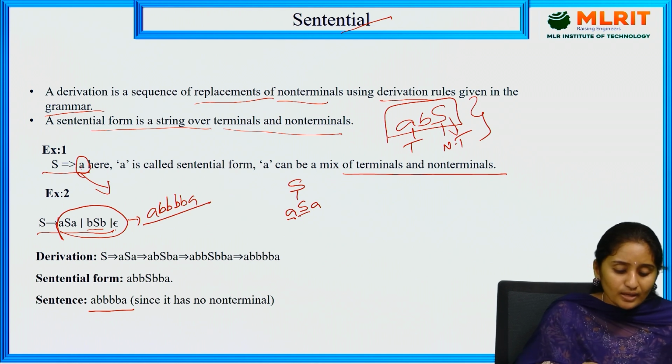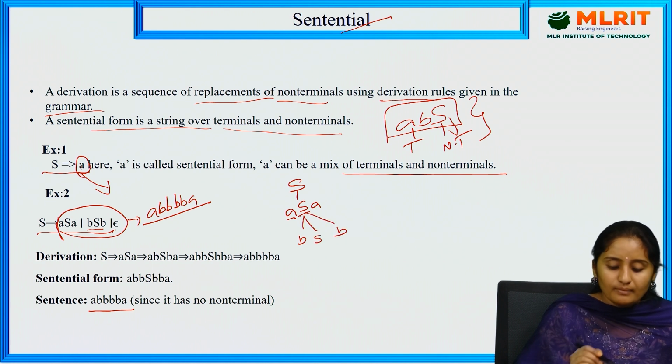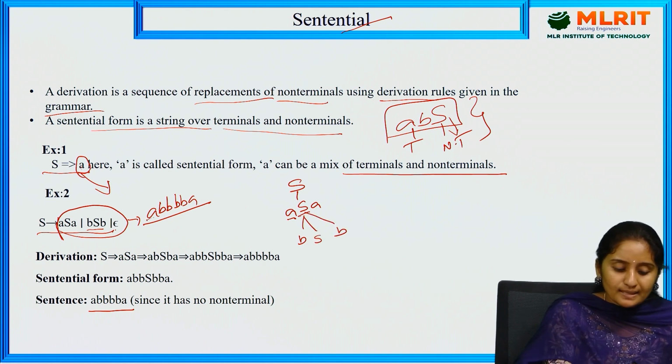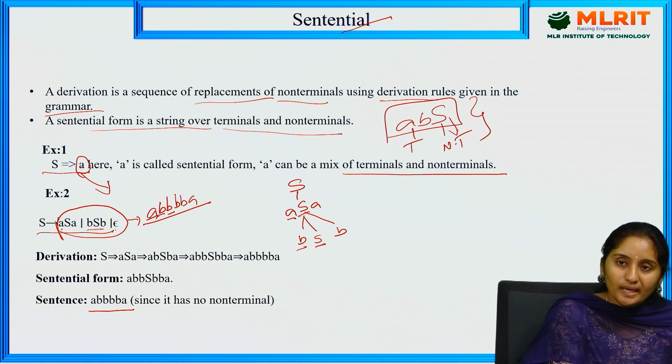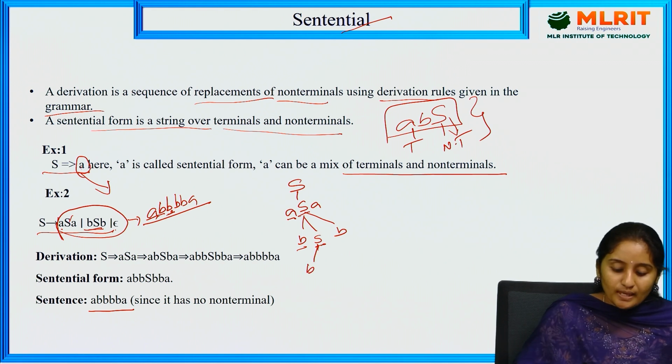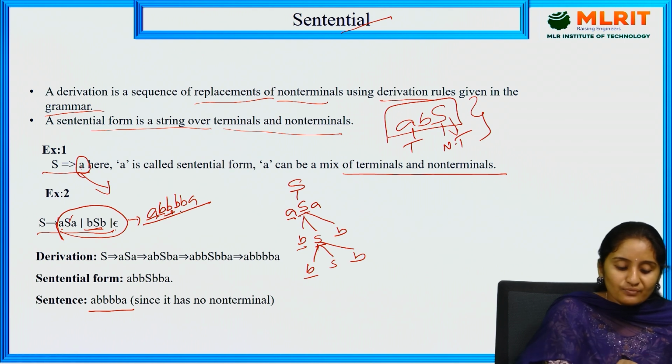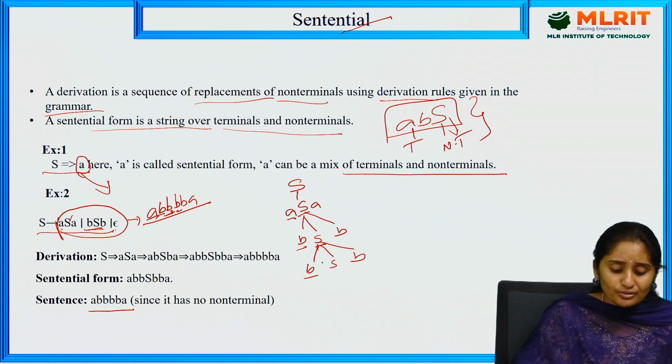So S can be reduced to B S B. So A is completed, B is completed. Next, again I have B. S can be derived to A S A or B S B. But for my input string, I have the symbol B, so I cannot take this one. I need to take B S B. So this B is also completed. The next one, one more B is there, so again I am going to derive this. Yes, it is completed.